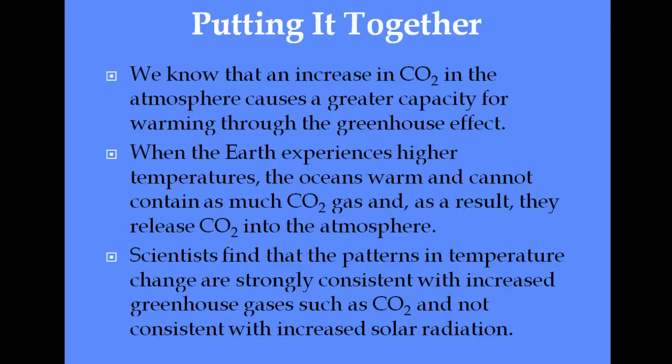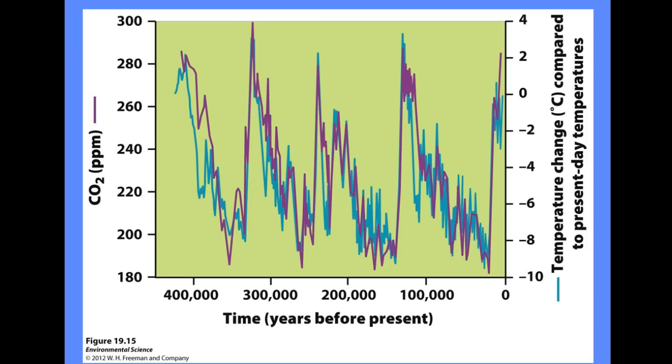When the Earth has higher temperatures, the oceans will start to warm and then cannot contain as much CO2 gas. Because remember, colder fluids will hold more gas. So as a result, warmer waters will release more CO2. When you are cutting down trees and not replanting them, there's a net increase of CO2. So it's a number of things that contribute to CO2. And scientists find that the patterns in temperature change are strongly consistent and correlate with increased greenhouse gases like CO2 and nitrous oxide and methane, and not consistent with just increased solar radiation.